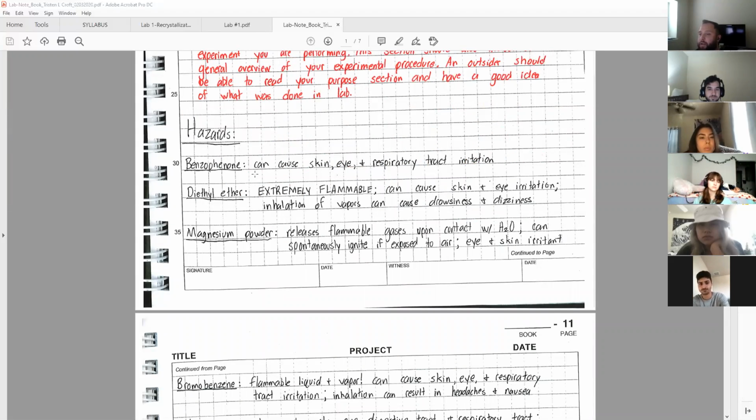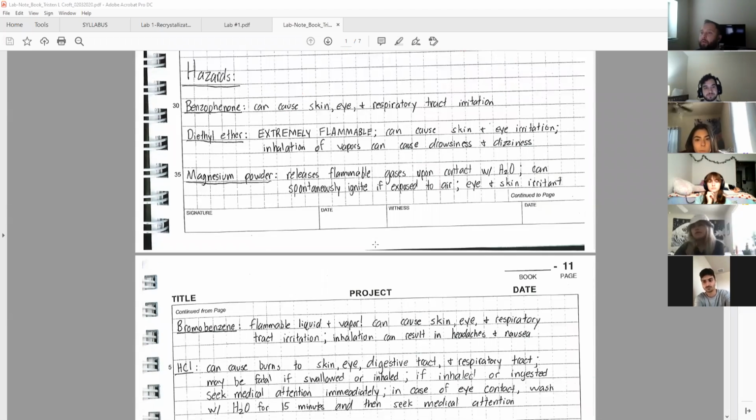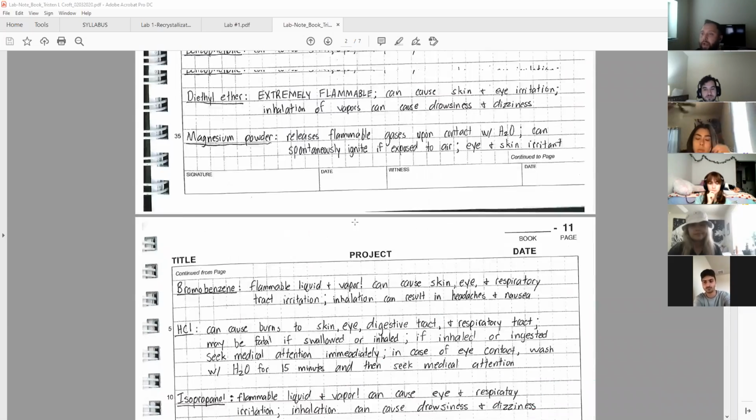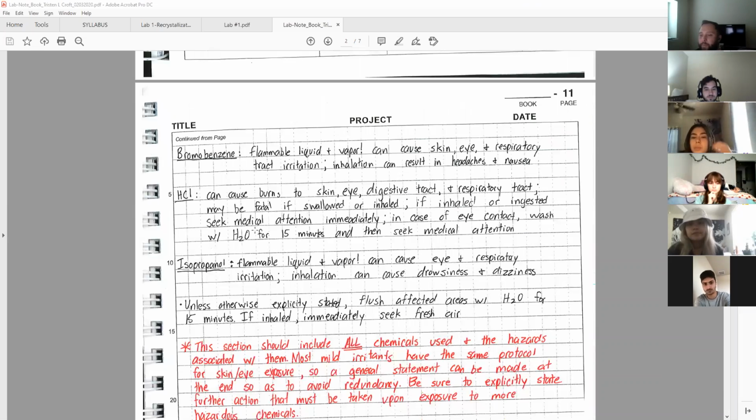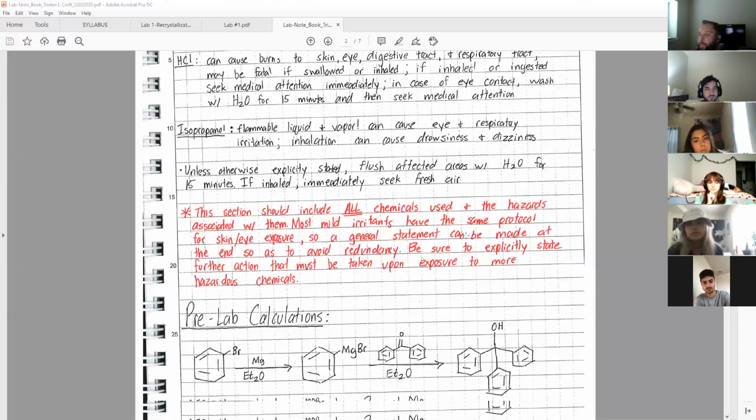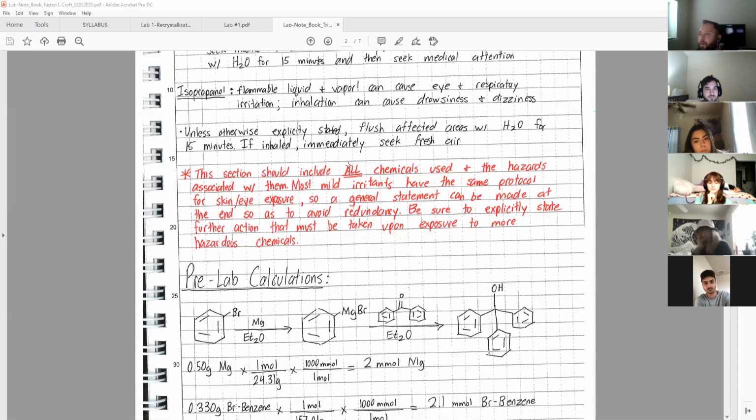As you see here, he just has his listed in a neat way. It's not necessarily a table, but it's titled hazards, and each one's underlined and separated, and they're not all one long run-on sentence. And in red here, it says this section should include all chemicals used. Even ones that you're using all the time, like acetone or water, you don't have to put that, it's fine. But if you're using something and it says to use it, I'll make sure you do include it in here.